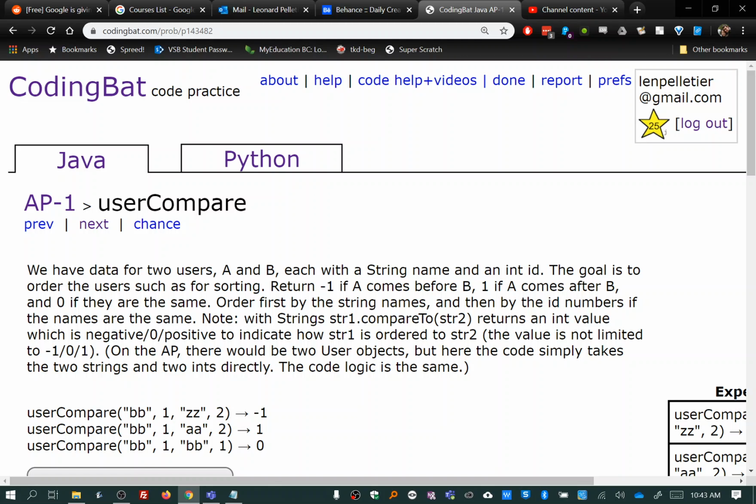So how this works is that they're given four parameters. The first two represent one user, and the second two represent another user. So we're going to compare this user and that user. And the first criteria is to see if their name comes before one or the other. And we're going to use the compare to method. We'll take a look at the compare to method again.